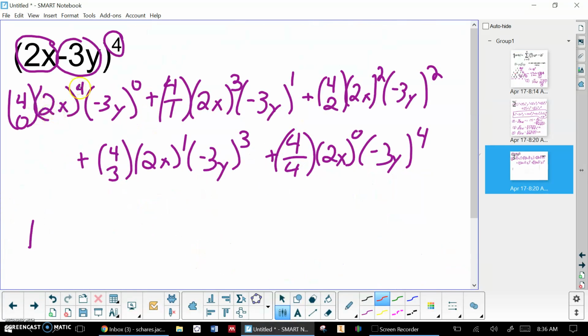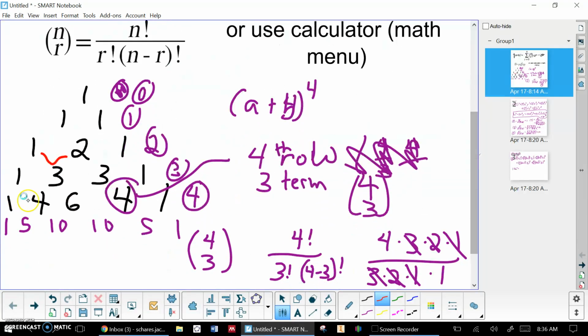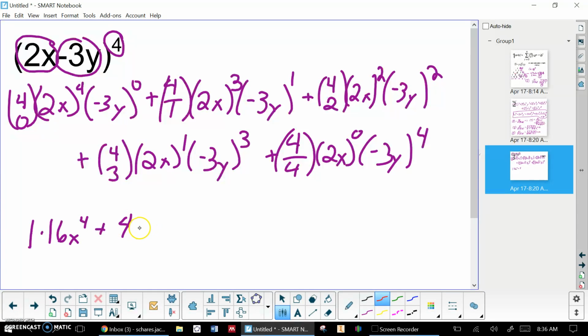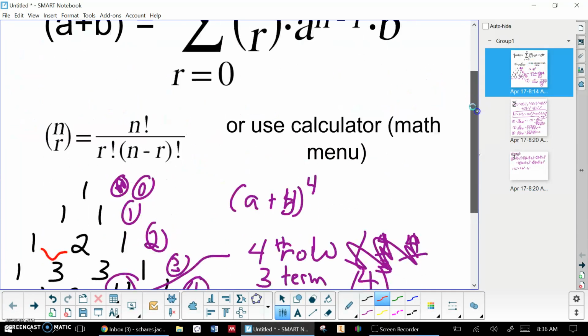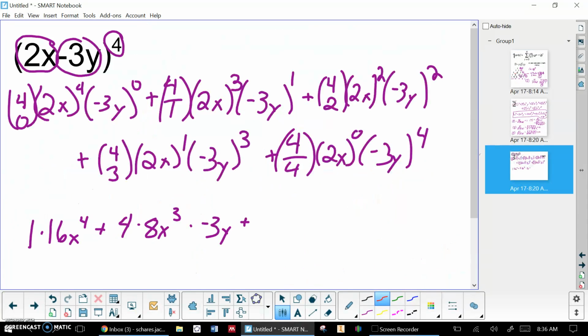2x to the 4th, 2 to the 4th is 16, so times 16x to the 4th. And negative 3 to the 0 is just 1. 4 choose 1 would be our 4th row, 1st spot, which is the 4. So plus 4 times 2x to the 3rd, which is 8x to the 3rd, times negative 3y. 4 choose 2, again looking back at Pascal's triangle here, is 6. So plus 6 times 2x squared, which is 4x squared, times negative 3y squared, which is a positive 9y squared.